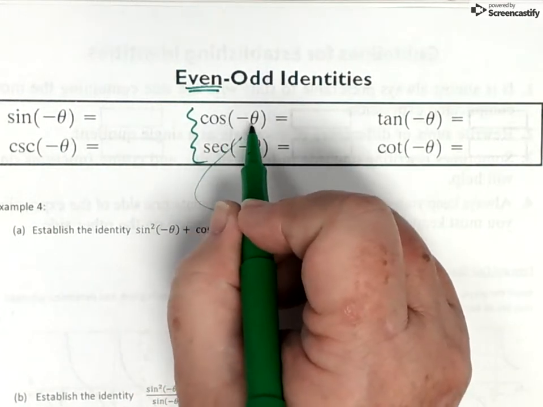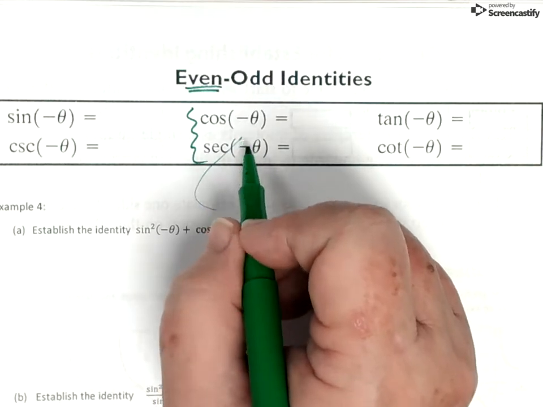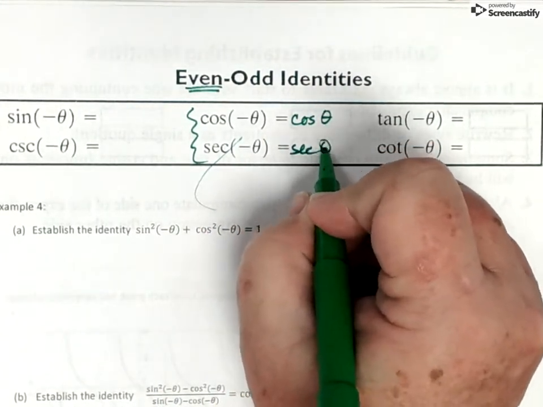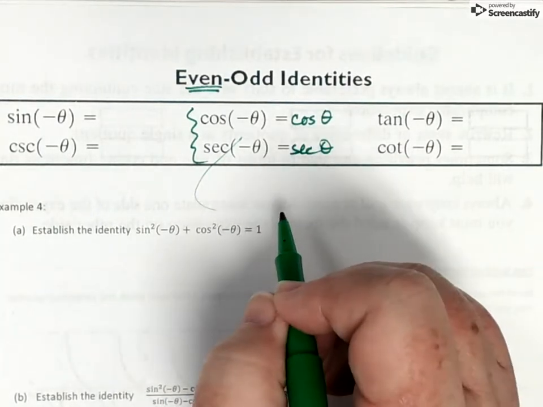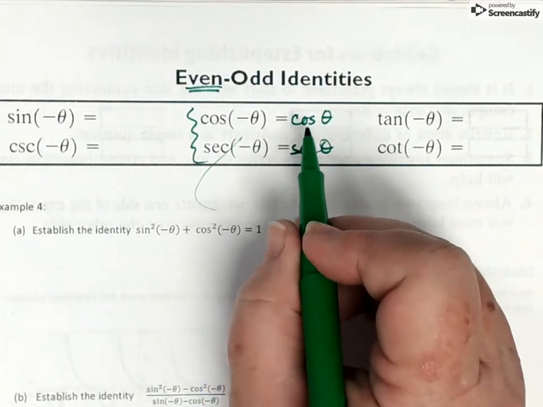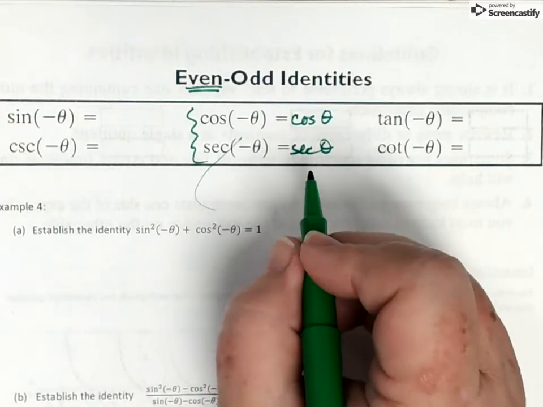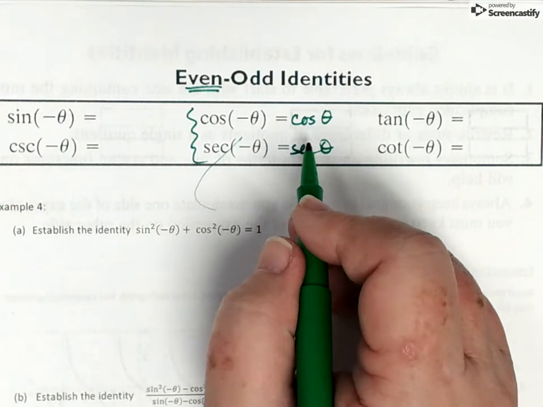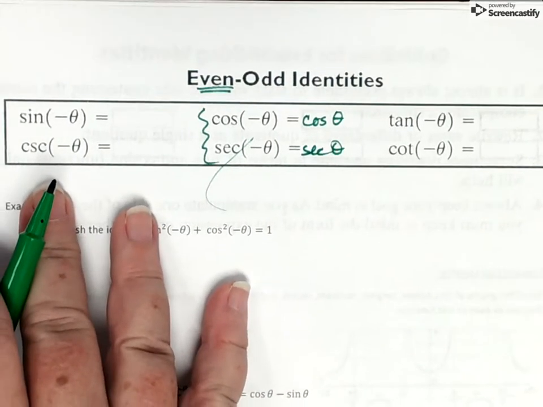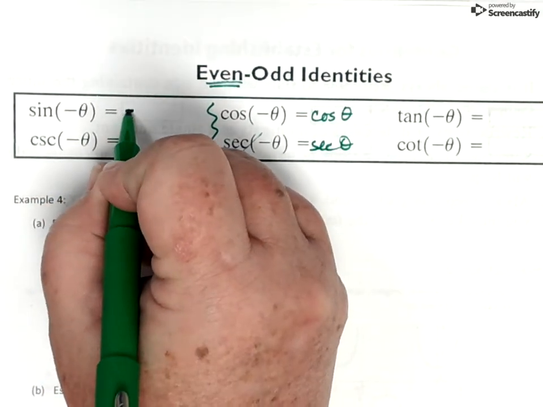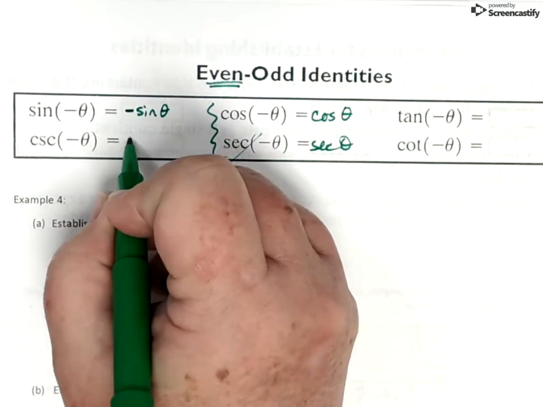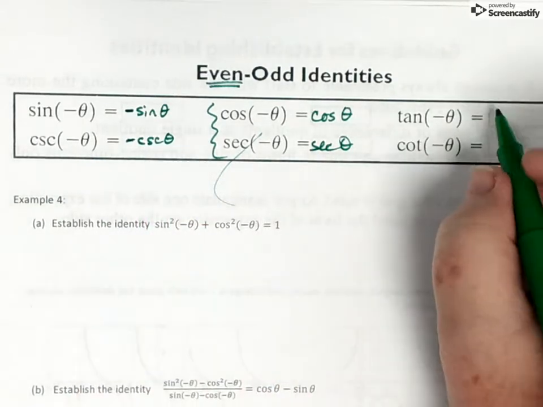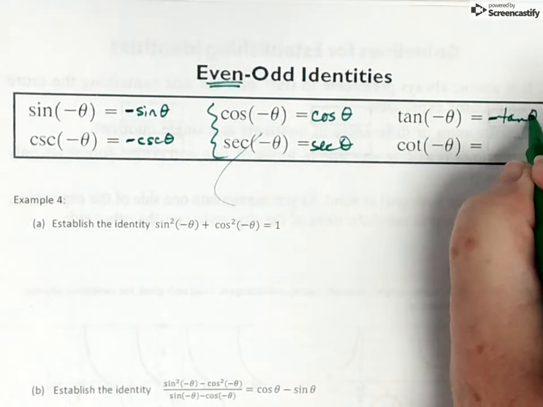And even identities allow us to simply drop the negative sign and rewrite it as cosine of theta or secant of theta. We're allowed to just drop the negative sign completely. So we love that. Anytime we see cosine of negative theta, we just drop the negative. But what did we do with the odd identities? We had to throw the negative to the front. Now it's still just as easy to work with, but we can't drop the negative. We have to throw it to the front.